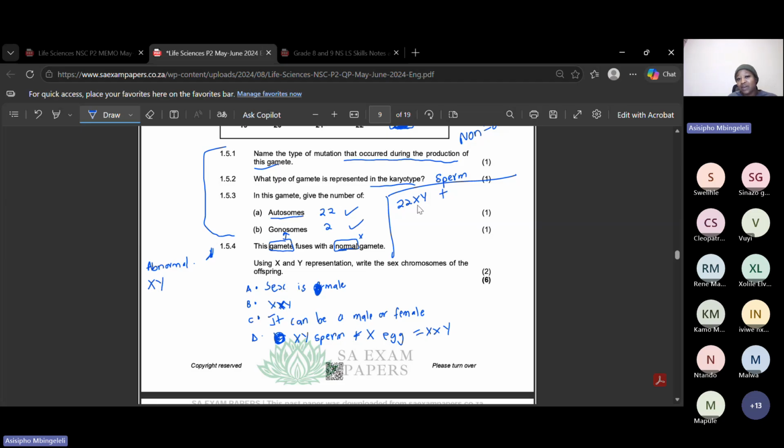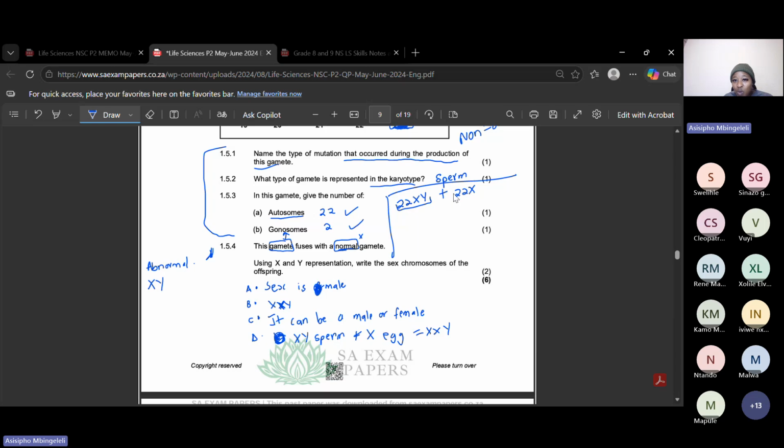I know my kids were arguing, but ma'am, if it has both, why are we saying male and not female? That's too technical. We just take it as a sperm for now. I don't want to complicate anyone's life. Then a normal gamete, if this is a male gamete, is obviously going to fuse with a female gamete. A female gamete will have 22 autosomes with 1 X chromosome. On this side I'm indicating the numbers so that it makes sense. This is our abnormal gamete.